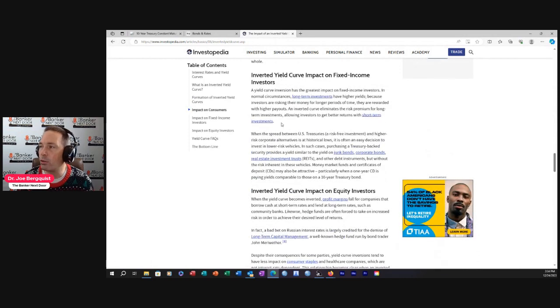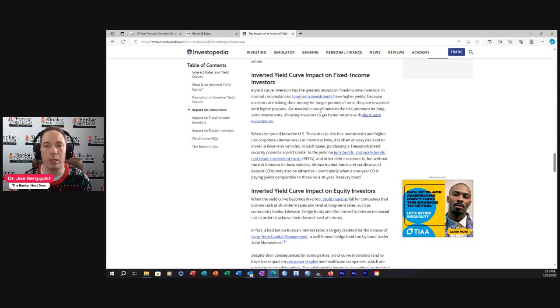How does the inverted yield curve impact fixed income investors? A yield curve inversion has the greatest impact on fixed income investors. In normal circumstances, long-term investments have higher yields because investors are risking their money for longer periods of time. Makes sense, right? They're rewarded with higher payouts. An inverted yield curve eliminates the risk premium for long-term investments, allowing investors to get better returns with short-term investments.